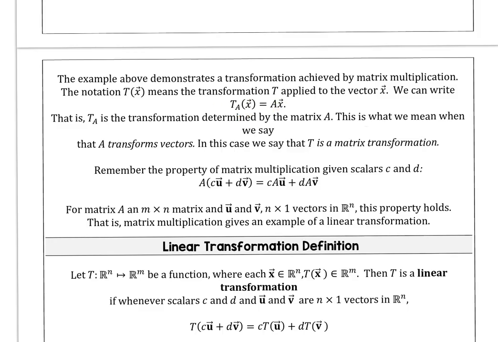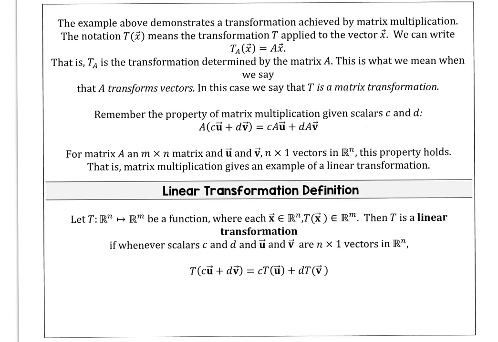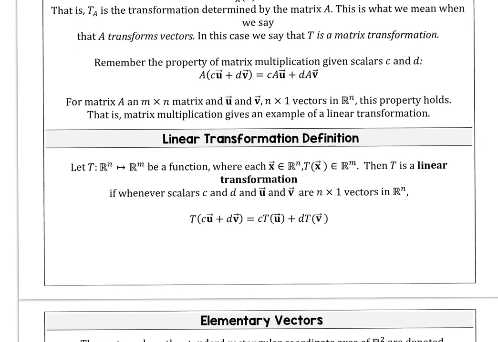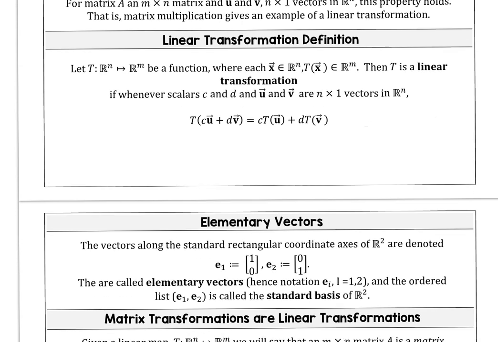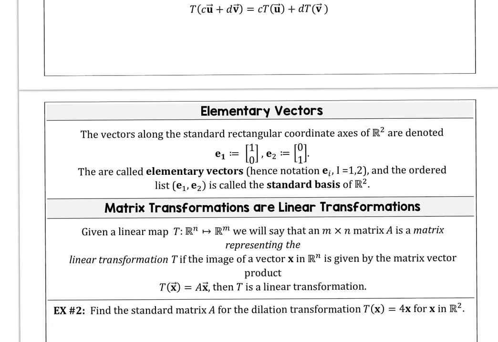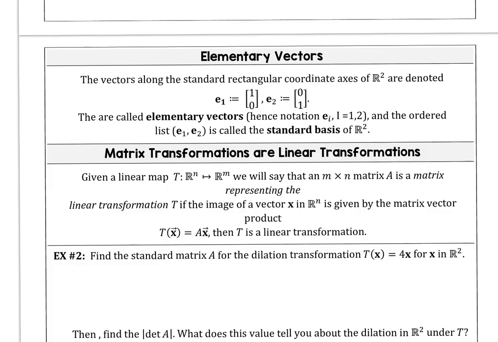Our notes here are simply restating some of the things we've seen in previous lessons with the scalar multiples and the dimensions being in real numbers to the dimension n power. We've already talked about this linear transformation definition in our last lesson, so I'm not going to go over those again. We want to introduce what's called elementary vectors here.